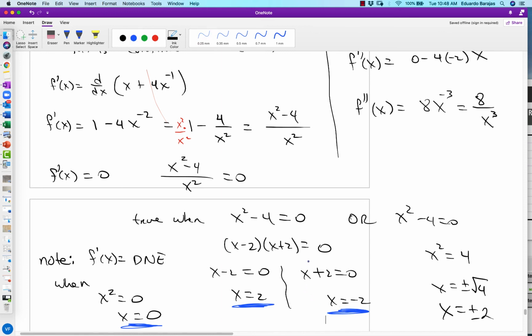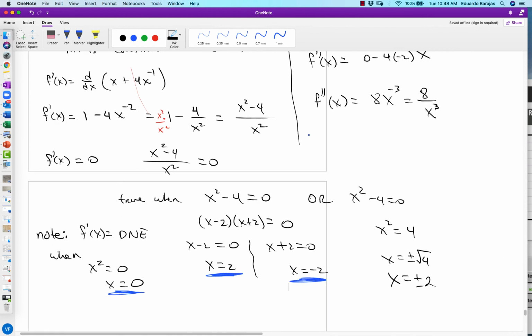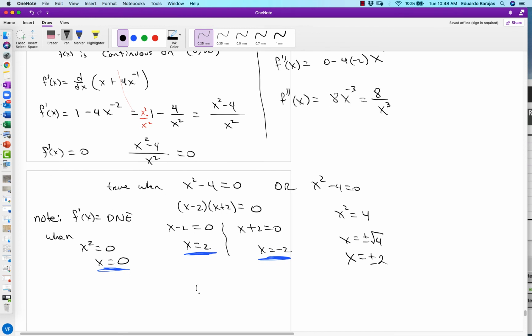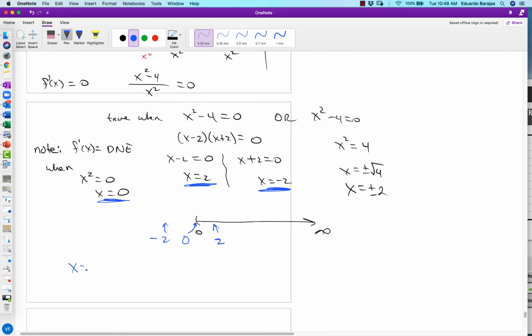But when we go back and think about our domain, we're interested in just the segment from 0 to infinity. And the only number from that list that's in here is the number 2. So 2 is the only critical number of interest. So from 0 to infinity, here's 0. And we have that positive 2 is in here, but negative 2 is over here somewhere, and 0 is not in the domain. So x equals 2 is the only critical number.